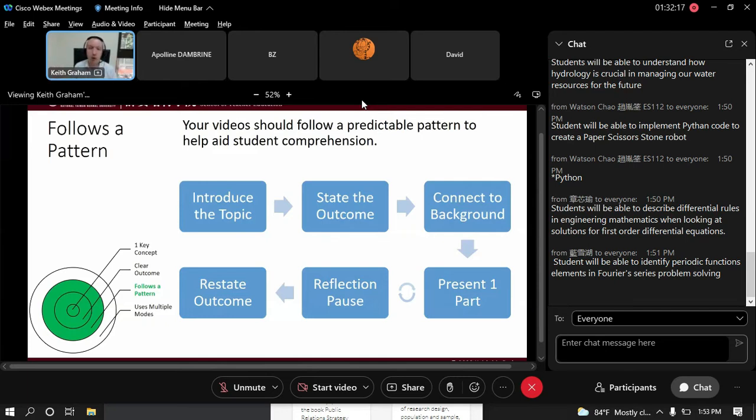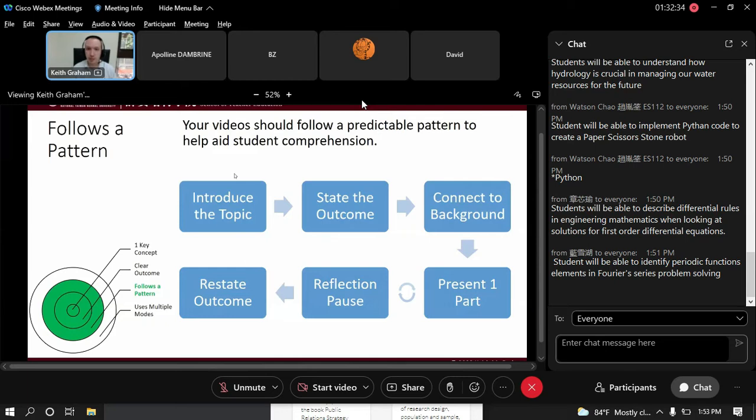As you know, we have people from all different subjects today. So I have to give you just a general formula. But if there are things that work in your discipline that might be better than this, I encourage you to make your own. So, what is the predictable pattern?